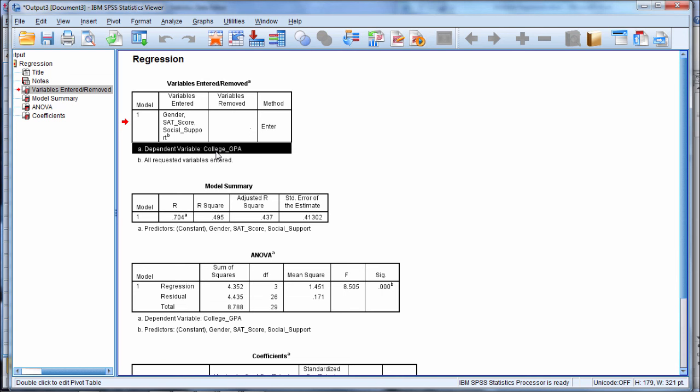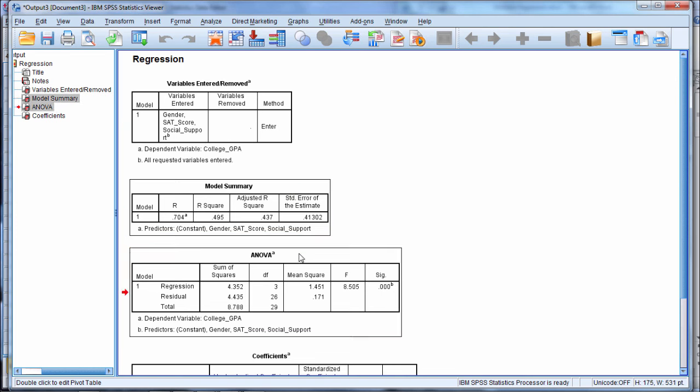So that looks good. Okay, our next two tables, Model Summary and ANOVA, these two tables, they're looking at whether our predictors, once again, SAT score, social support, and gender, when those are taken together as a set or as a group, do they predict college GPA? And the Model Summary and ANOVA table are getting at slightly different things, but they're very closely related. So let's go ahead and start with Model Summary and take a look at that.